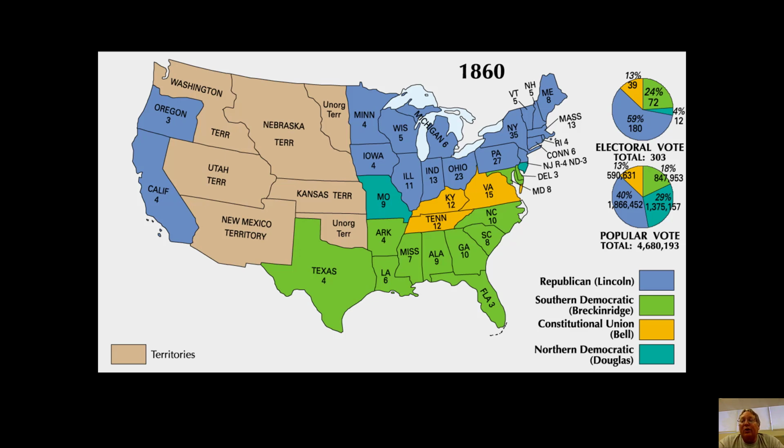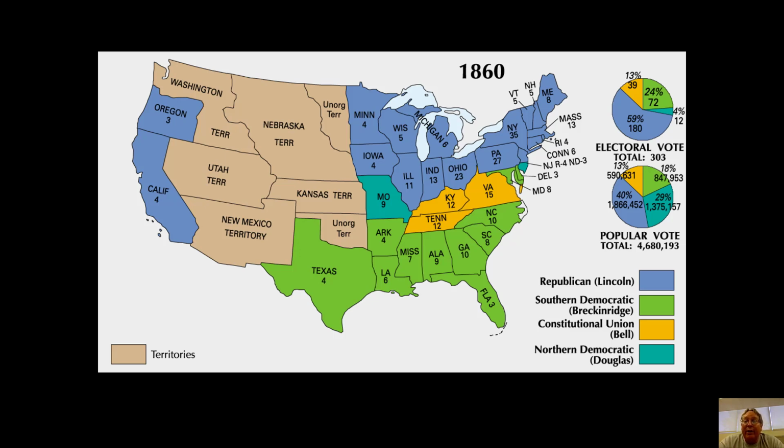Because we don't choose our presidents based on popular vote, we choose them based on the Electoral College. So if all three candidates, Bell, Breckinridge, and Douglas, had decided to combine their votes, they would have had substantially more popular votes than Lincoln.